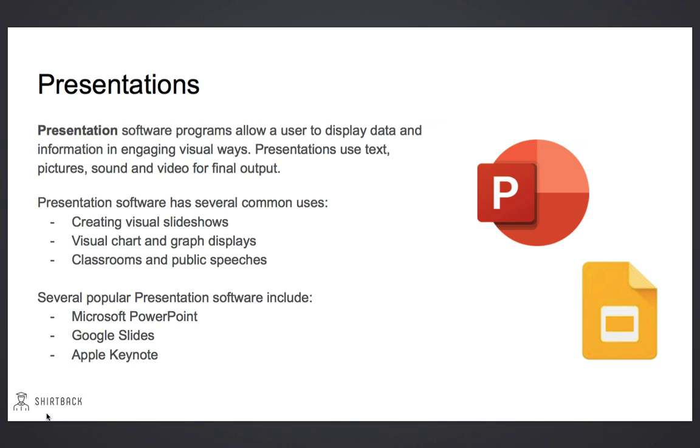Presentation software allows a user to display data in engaging visual ways. Presentations will use a combination of text, pictures, sound, and video in their final output. Presentation software has several common uses. We use it for visual slideshows, chart and graph displays, and classrooms and public speeches. Some common presentation software types include Microsoft PowerPoint, Google Slides, and Apple Keynote.